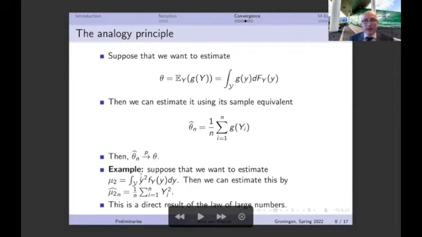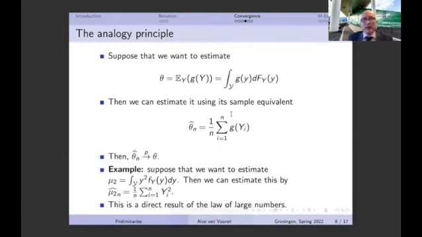Well, again, we can look at an example. Suppose that we want to estimate, in this case, the second moment of y. So that is by definition equal to this thing that we have over here. Then we should realize that we can estimate that by the sample second moment, which is actually nothing else than the sum over the yi squared divided by n. And in this case, because g is nothing else than a squared function, the analogy principle immediately says that this is going to be correct.